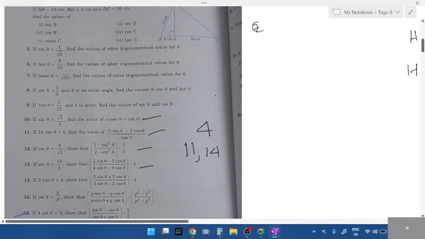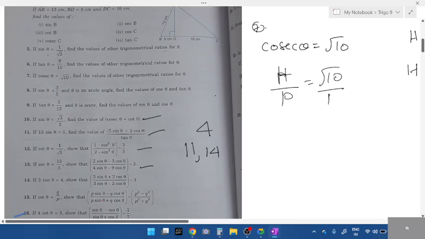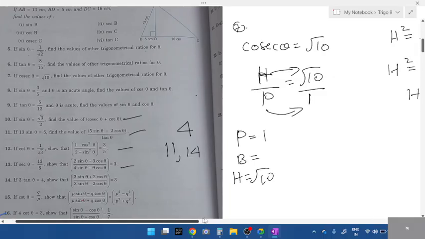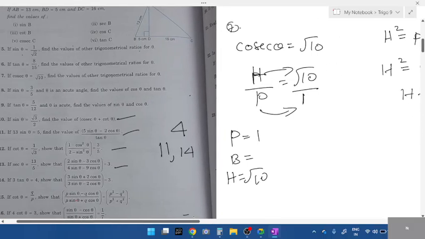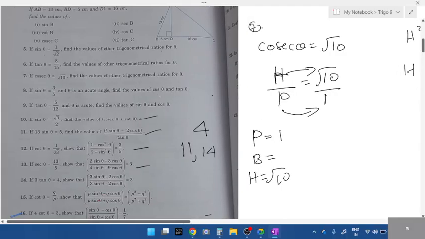See, seventh one, what is left? Cosec theta is how much? Seventh one. Root 10. Yes. Hypotenuse, but only hypotenuse is given. If perpendicular is not given, what do you take as the denominator? 1. So what is the perpendicular value? 1. Base is missing. What is hypotenuse? Root 10. Apply this in the formula, you'll get the base value, right? You'll get the value of base. Then find other trigonometry ratios. Same goes with the eighth question.